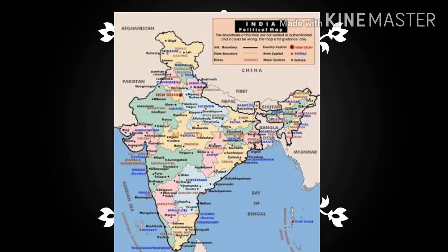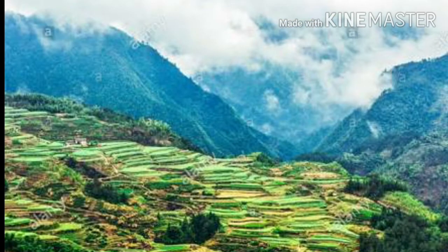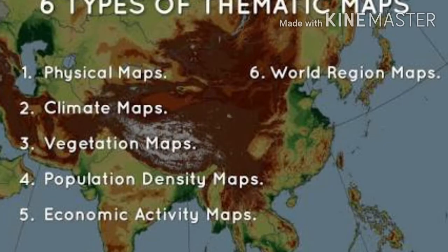For example, hilly areas, rocks, plains, or the economic activities of the people, or languages spoken by the people, literacy rate. That means from the thematic map, we will get particular information regarding one aspect. Suppose we can see a physical map. Before that, you have to know that thematic maps are of 6 types.